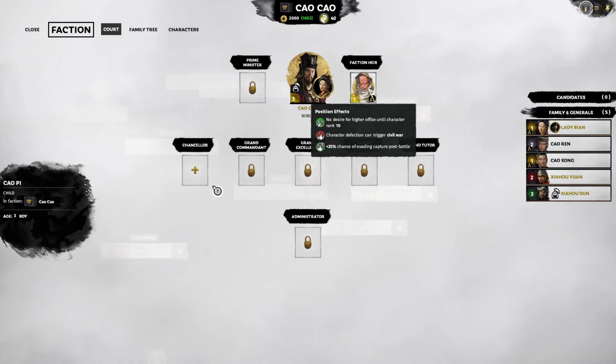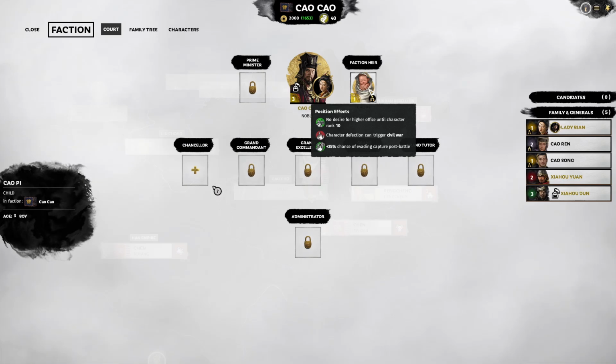This lowers your capture chance, as in the enemy has a harder time capturing you should you lose a battle. And that prevents the situation where the enemy can capture you and execute you. So that's obviously a situation you don't want to be in, so giving a bonus to escape definitely helps.